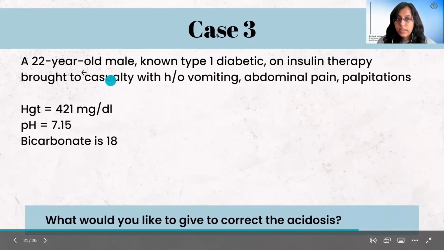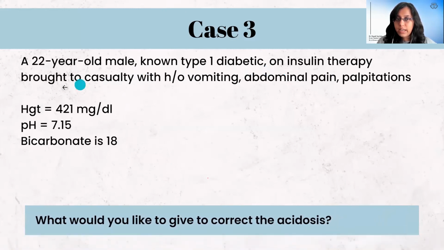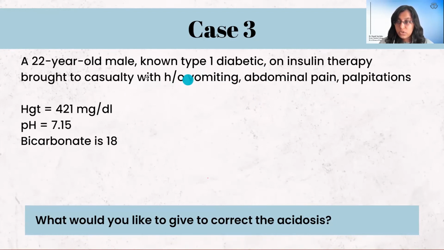Case 3. 22-year-old male, known type 1 diabetic, on insulin therapy, history of vomiting, abdominal pain, palpitations. To be honest, itne history se you should know what your ABG interpretation is going to be without even seeing the pH values. What is it? DKA, good. DKA में क्या आएगा pH पे? Metabolic acidosis. Great, exactly. So you have to understand your greatest strength is your history and your examination, not your investigation. ठीक है, तो इसके पहले ही तुम्हें पता होना चाहिए कि ABG पे क्या आएगा.